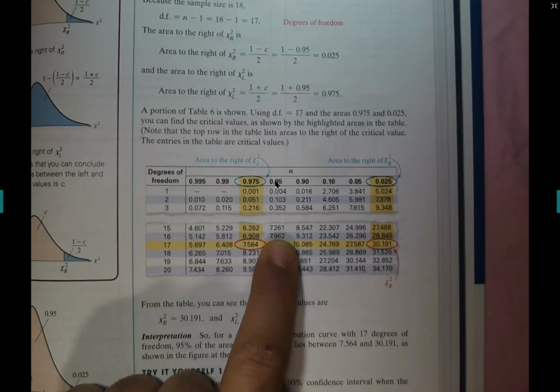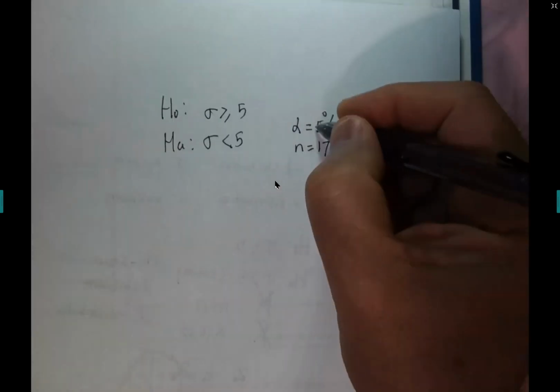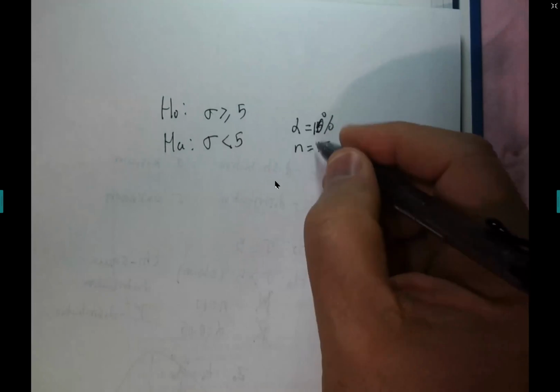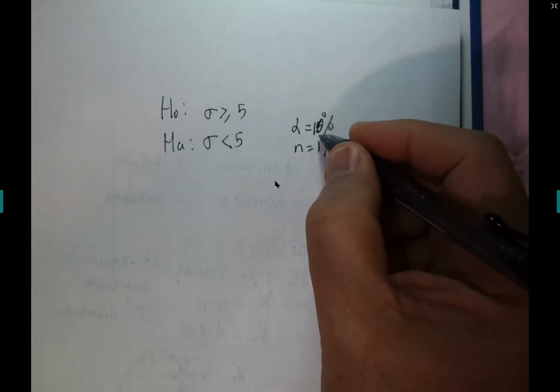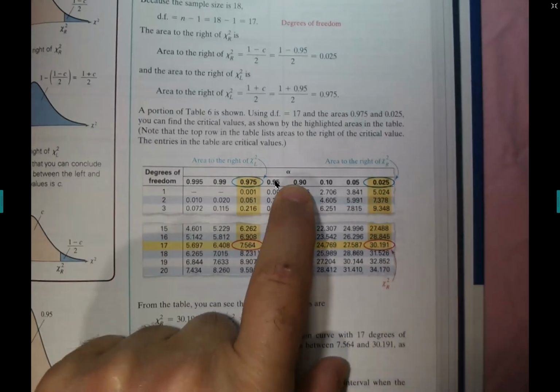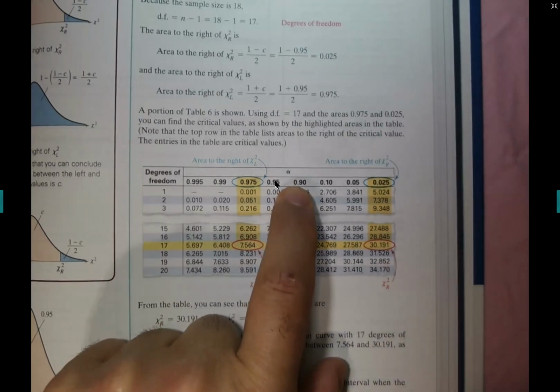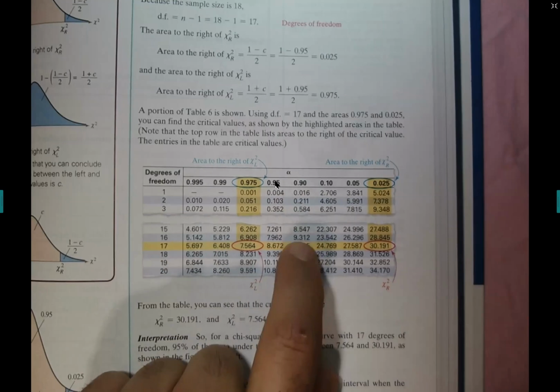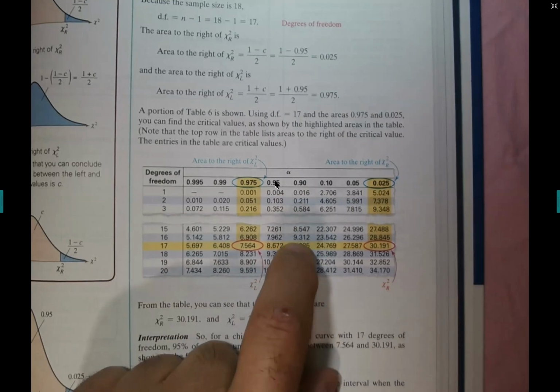This is exactly correct. If alpha was 10%, you just do 100% minus 10%, which is 90%. And this is the 90% column, and 17 minus 1 is 16. And you just read the critical value from there.